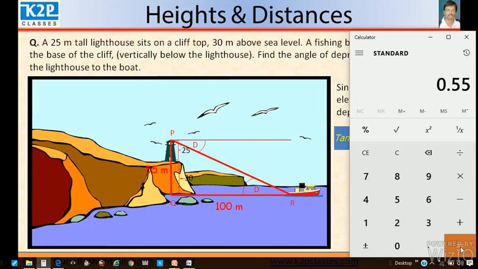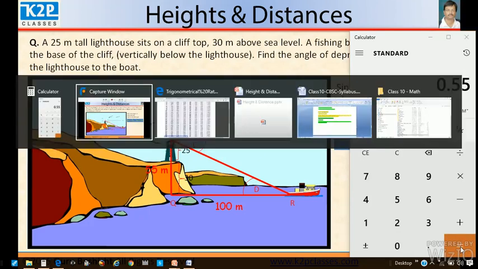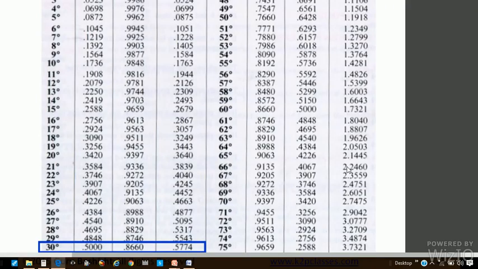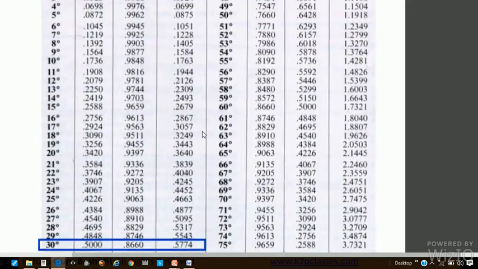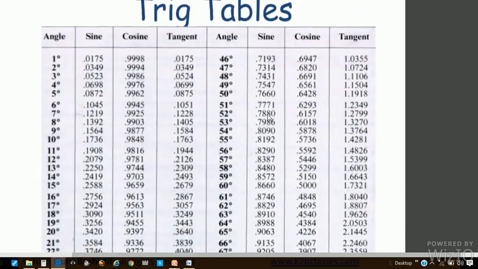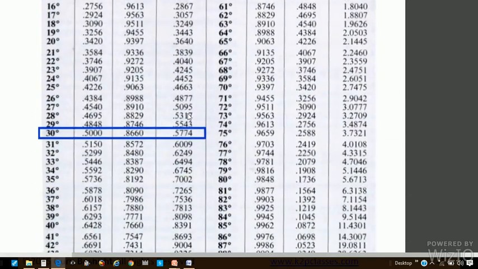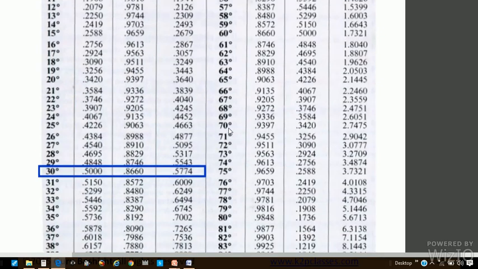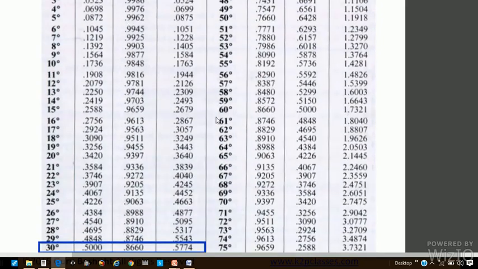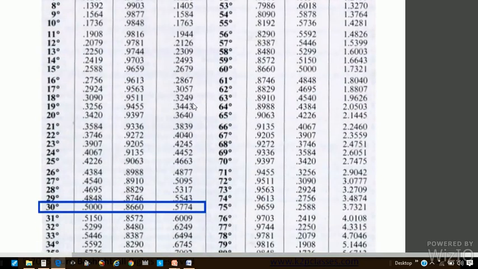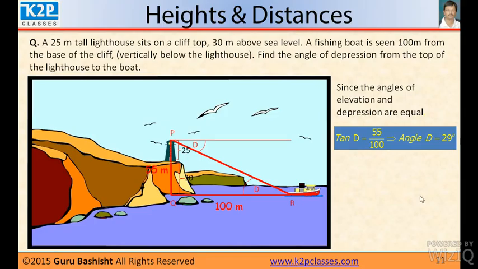55 by 100 is 0.55. Now we have to see for tan, what degree gives 0.55. Somewhere here for tangent 0.55, yes, this is 29 degrees, 0.5543. So tan 29 is 0.5543. So this angle D is 29 degrees.